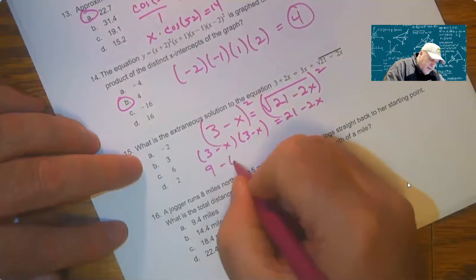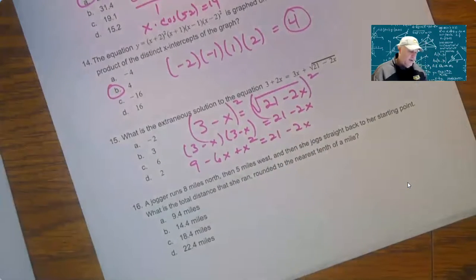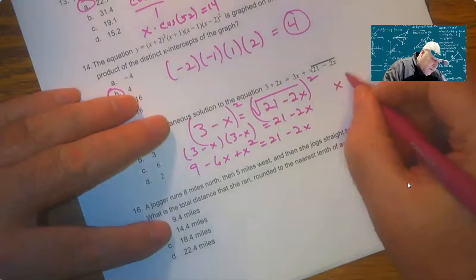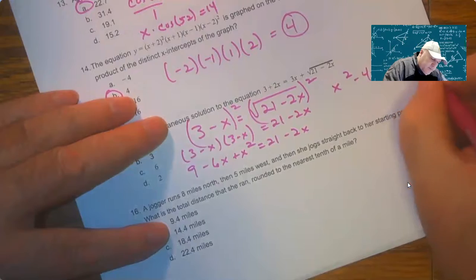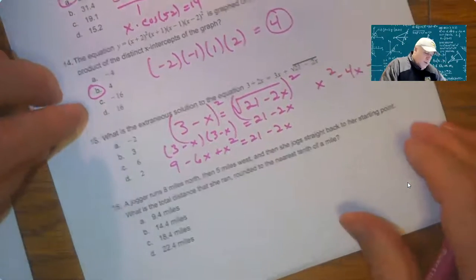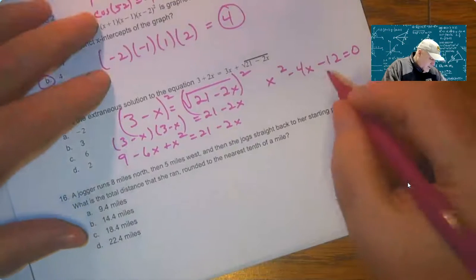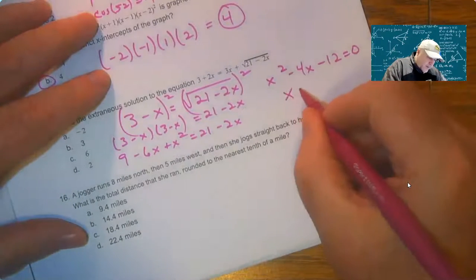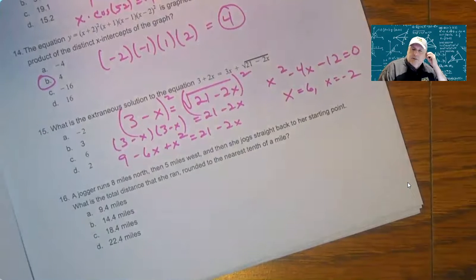So 9 minus 6x plus x squared. Make sure you do the FOIL product correctly. Then take everything to one side. So x squared minus 4x minus 12 equals 0 when everything is on one side. And then your two solutions would be 6 and -2. Don't forget that you can use a root finder to get that 6 and -2.